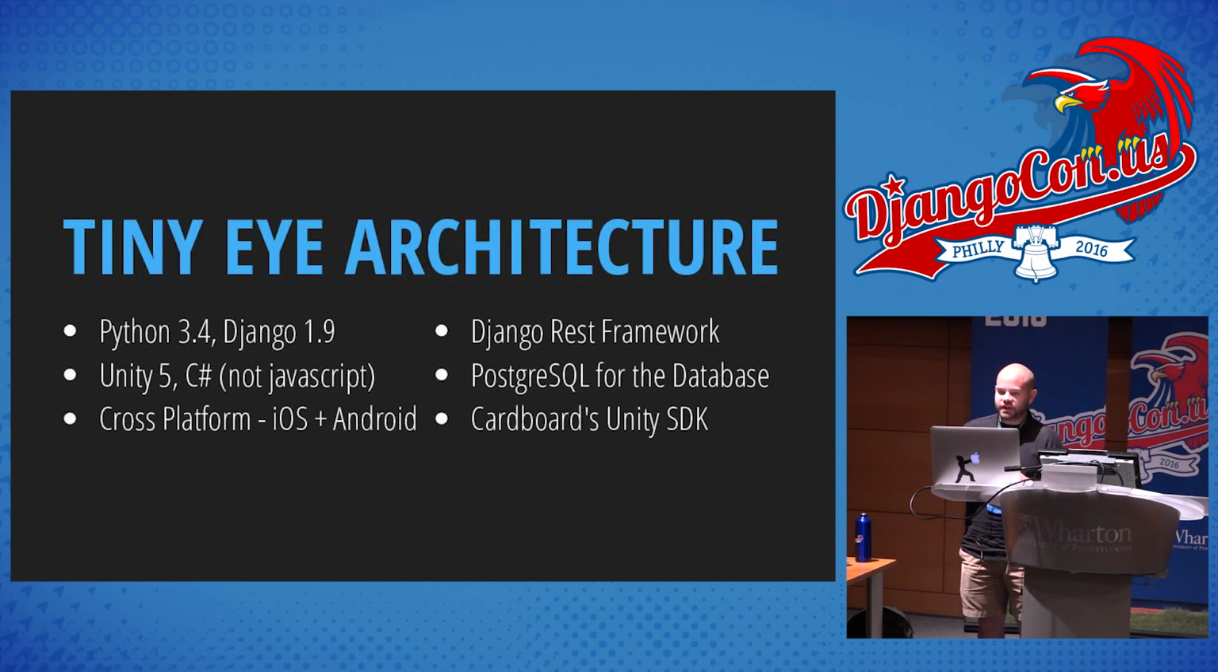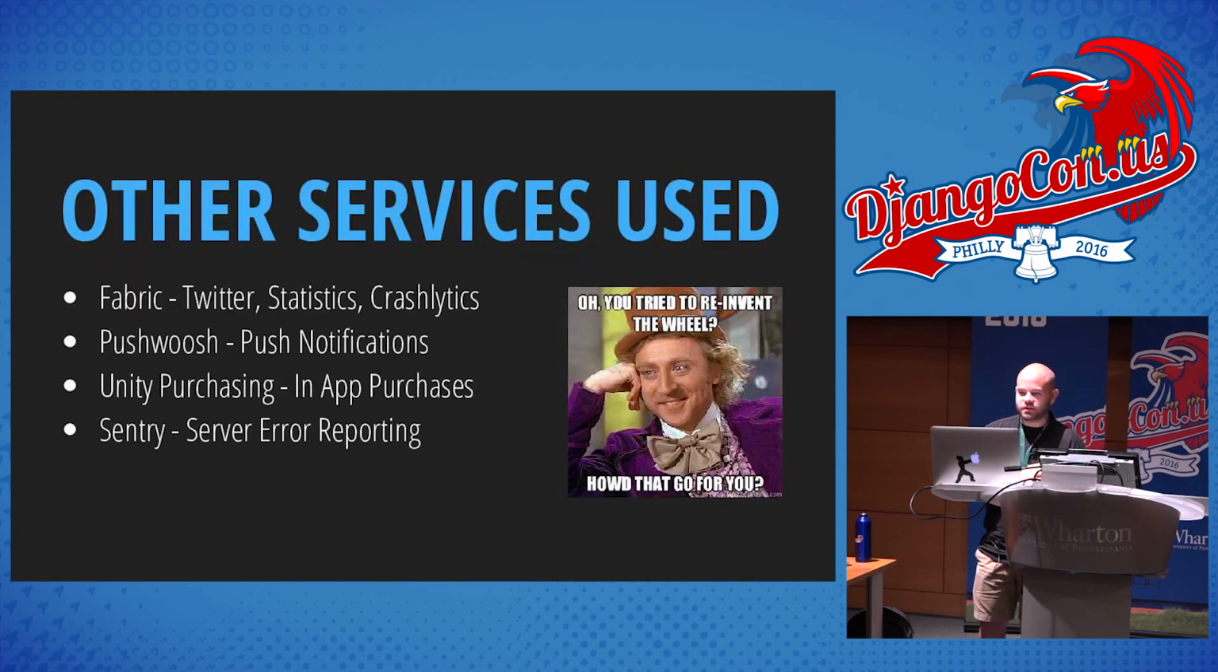We use Postgres for the database on the back end. We did deploy it cross-platform through Unity, which means we built it for both iOS and Android and deployed it on both stores. And we use Google Cardboard's Unity SDK. That's essentially the thing that helps make it run on the phone and show you those two different eyes, which I'll talk about more later.